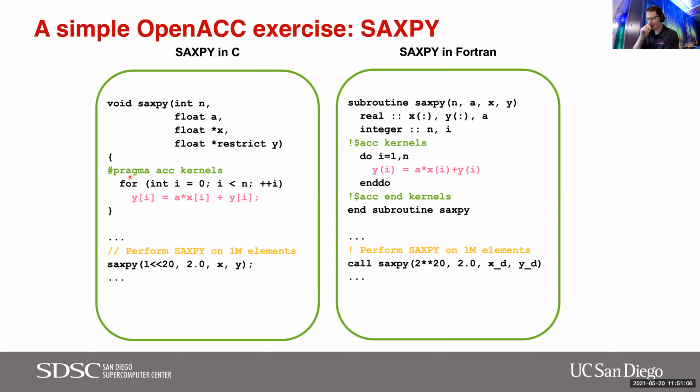Now, the vector addition, like we've seen before, is very well suited to run in parallel on the GPU because you can add each element of that vector independently of each other. And you have this for loop here, or do loop in Fortran. And all you have to do in principle is insert this pragma acc kernels. And there's, of course, much more to this, but this is the first and simplest thing you can do.